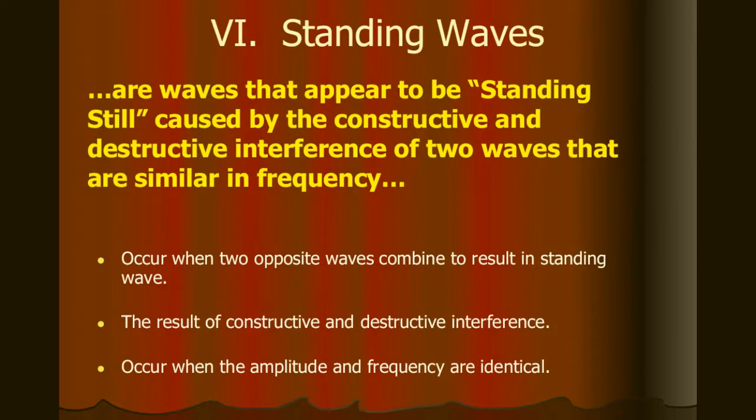And moving on, we've got standing waves. Standing waves are waves that appear to be standing still, caused by the constructive and destructive interference of two waves that are similar in frequency. So they occur when two opposite waves combine to result in a standing wave, and this is the result of either constructive or destructive interference. We'll see examples of those in the upcoming slides. And they occur when the amplitude and the frequency are identical.